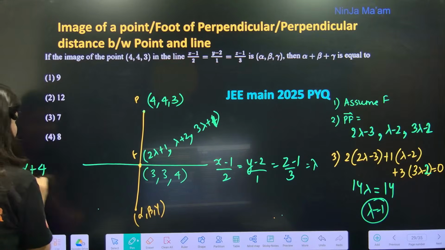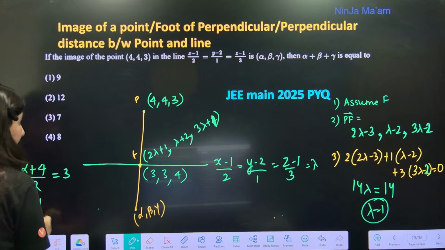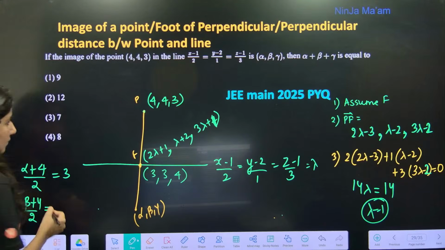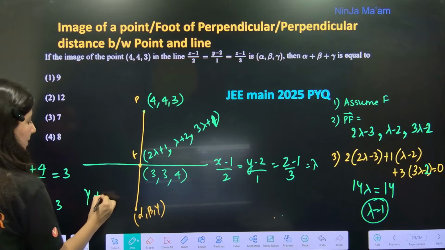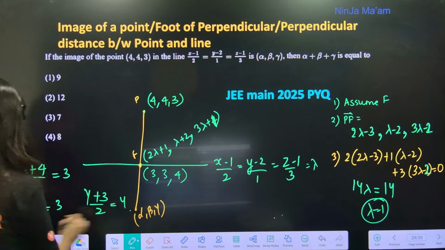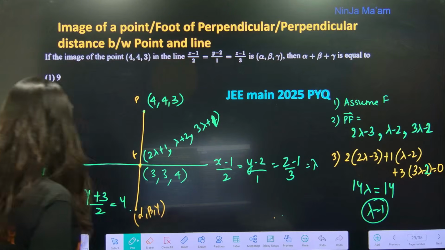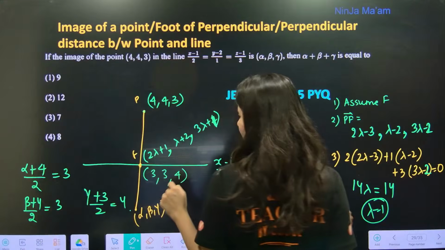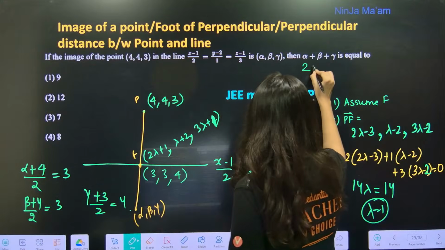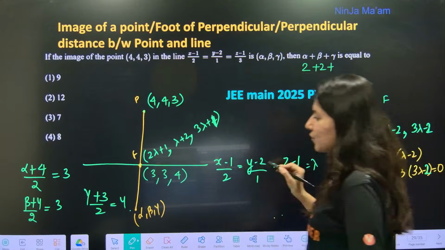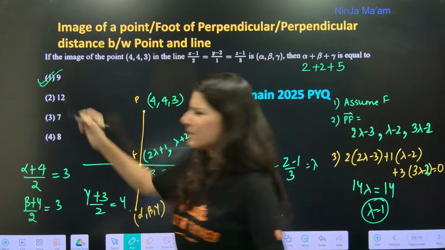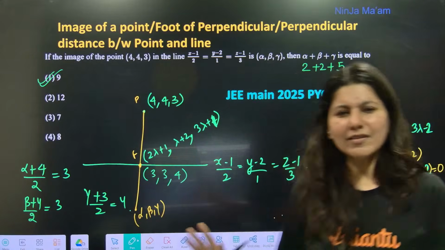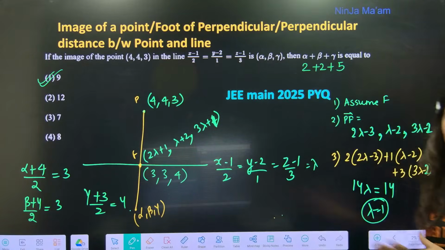Alpha, beta, gamma you can easily calculate. (Alpha plus 4) by 2 is equal to 3. (Beta plus 4) by 2 is also equal to 3. And (gamma plus 3) by 2 is equal to 4. So alpha is 6 minus 4, which is 2. Beta is also 2, and gamma is 8 minus 3, which is 5. Option A, absolutely right. What do you think? Not a very difficult question, image of a point.